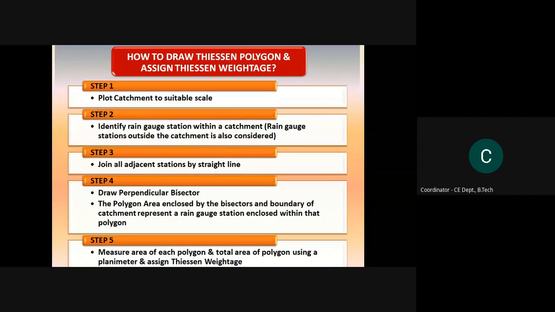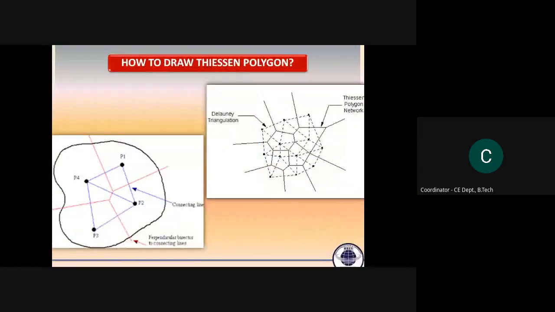After that, say for example, this is your catchment area. First, we draw our catchment area in a particular scale. Second step was we will identify the rain gauge stations. These are the rain gauge stations that we have identified. Third step is we will join these rain gauge stations with a straight line. Joined, straight line, straight line, straight line.